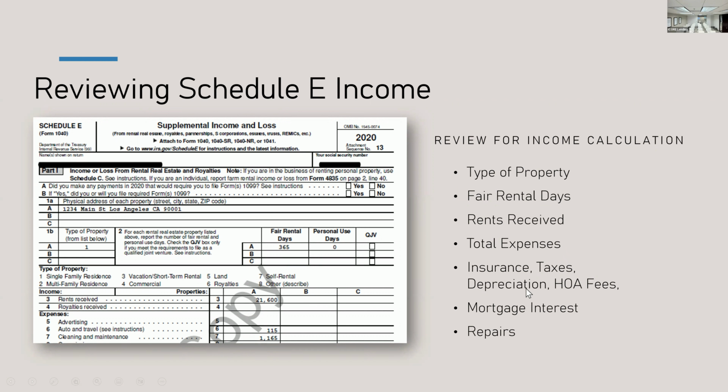Your insurance, taxes, depreciation, HOA fees. That's one thing that a lot of us kind of skip over sometimes. HOA fees, mortgage interest, and repairs. The reason I put up repairs here is because you can give back a certain amount of repairs, and I'm going to get to that in a second.